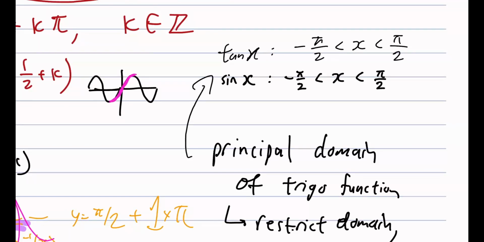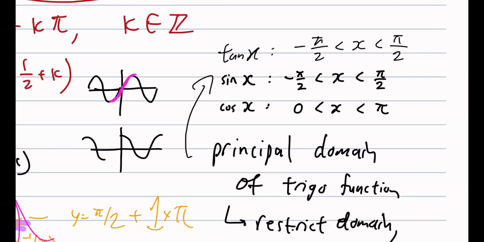Then for cosine x, it will be 0 less than x less than pi. So cosine looks like this and this. You only want to look at this part here. Okay?